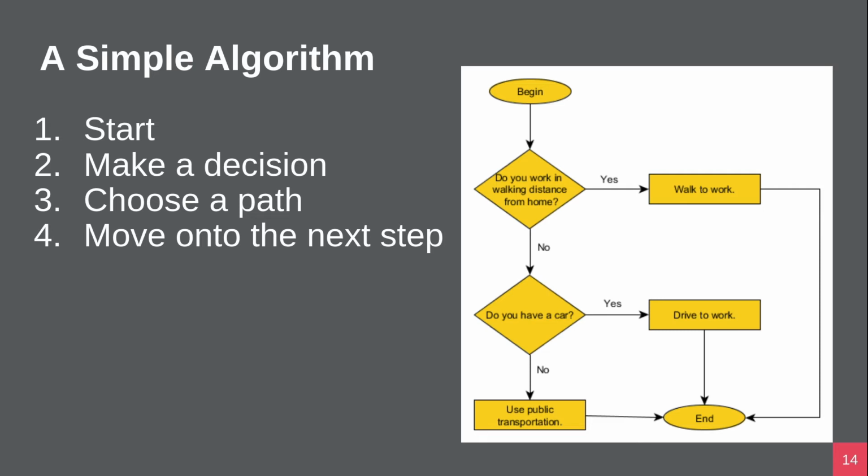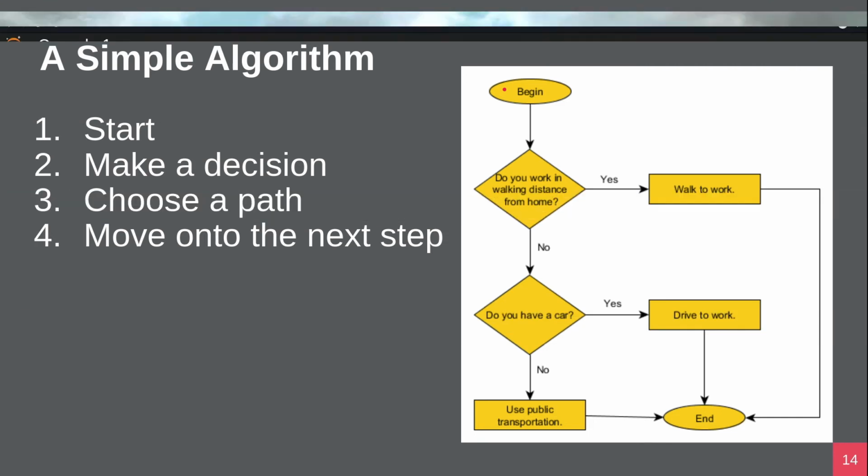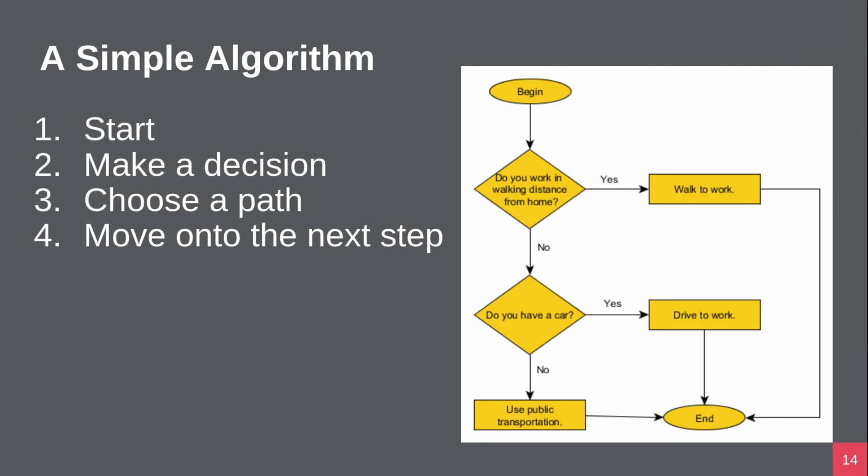So, these things have names, alright? This thing up here, where it says begin, is actually called a terminator. Okay, this oval shape. The diamond shape is a decision, right? So there's always a yes and a no that comes out of that. And the rectangle shape is a process.